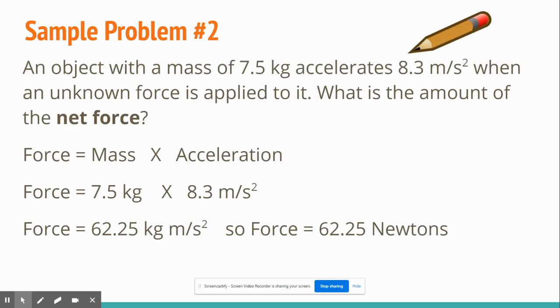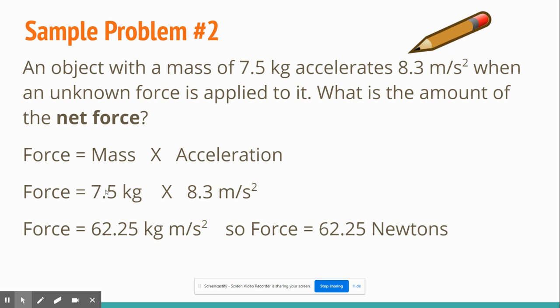Here's the second problem. An object with a mass of 7.5 kilograms, that makes sense, they gave me the kilogram this time, accelerates 8.3 meters per second squared when an unknown force, sounds like a space force, is applied to it. What is the amount of the net force? All right, here we go. Force is equal to mass times acceleration. I don't like that. I'm going to put net force. So net force is equal to mass, 7.5 kilograms, times acceleration. They gave it to me, 8.3 meters per second squared.